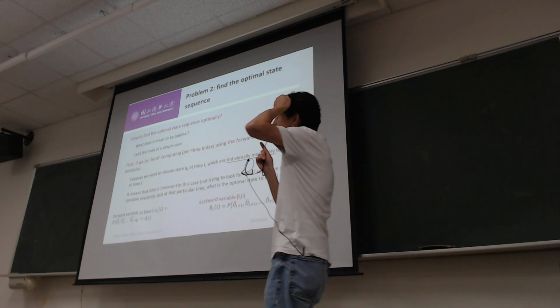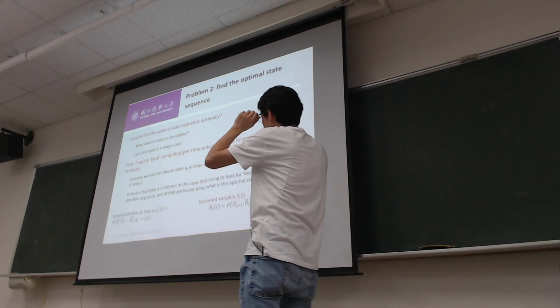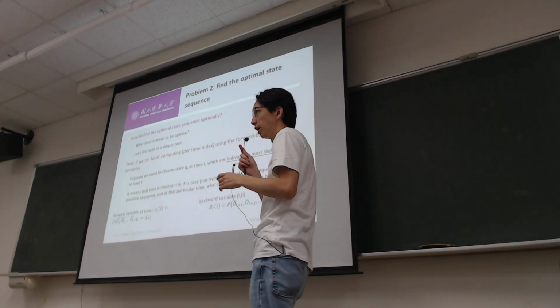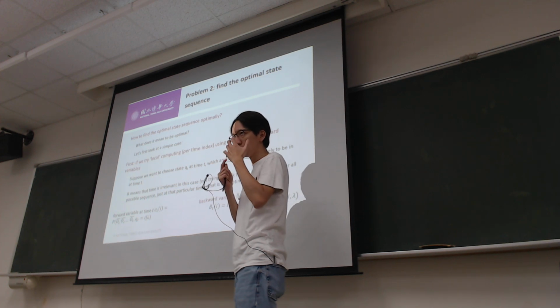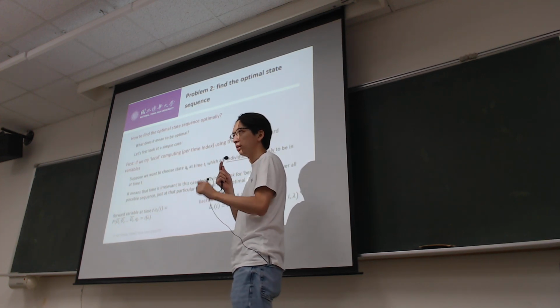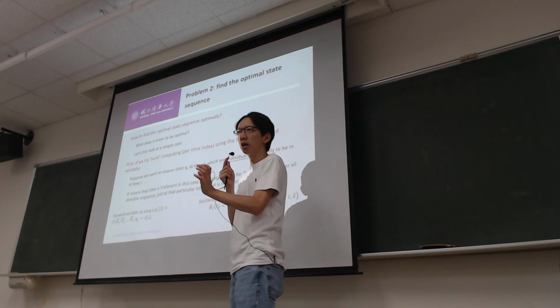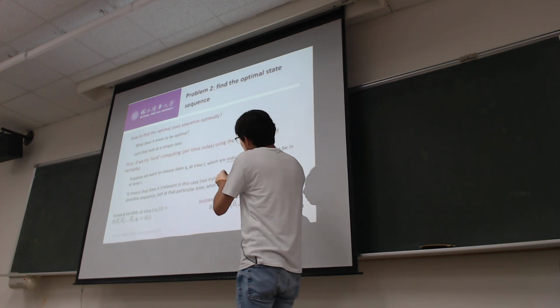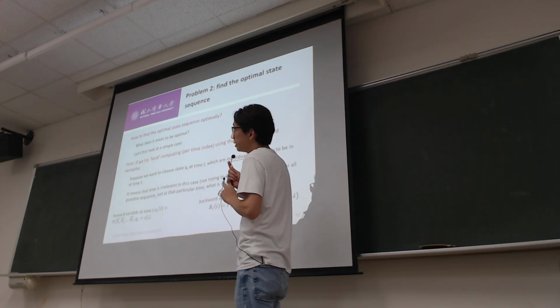These two algorithms reduce the redundant computation by quite a bit. Let's review and go into the second question. We want to find the optimal state sequence. The first question is scoring against the model: the total probability of seeing the observation sequence given an HMM. Now we want to find the optimal state sequence.